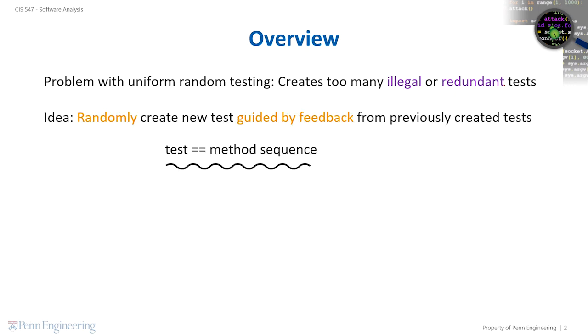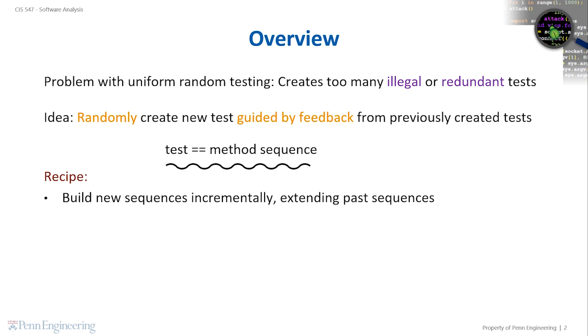This motivates Randoop's variant of random testing called feedback-directed random testing, in which each new test is guided by feedback from running previously created tests. In what follows, we will use the terms test and method sequence interchangeably. Randoop uses the following recipe.